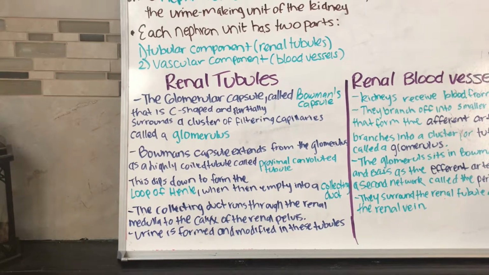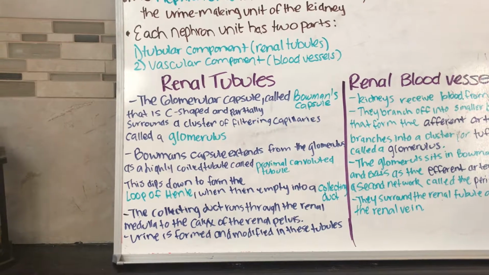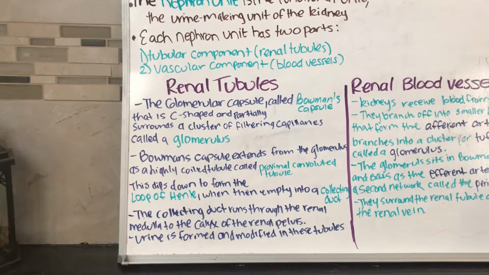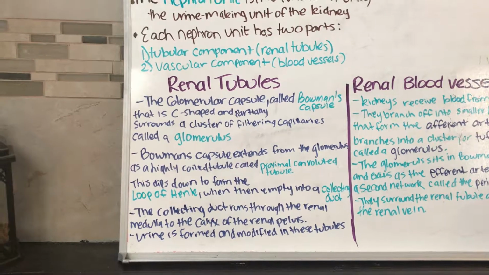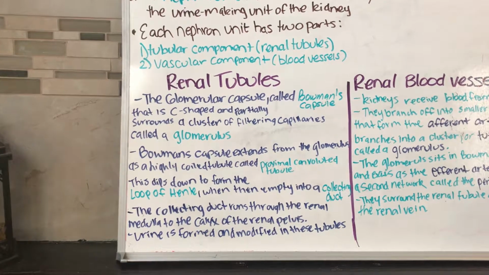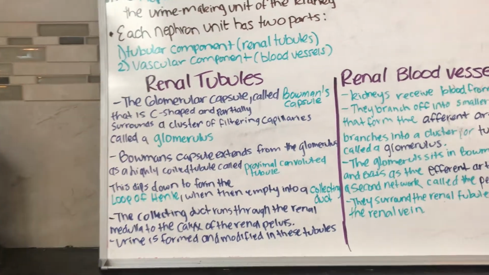This dips down to form the loop of Henle, which then empties into a collecting duct. So the collecting duct runs through the renal medulla to the calyx of the renal pelvis. Urine is formed and modified in these tubules.